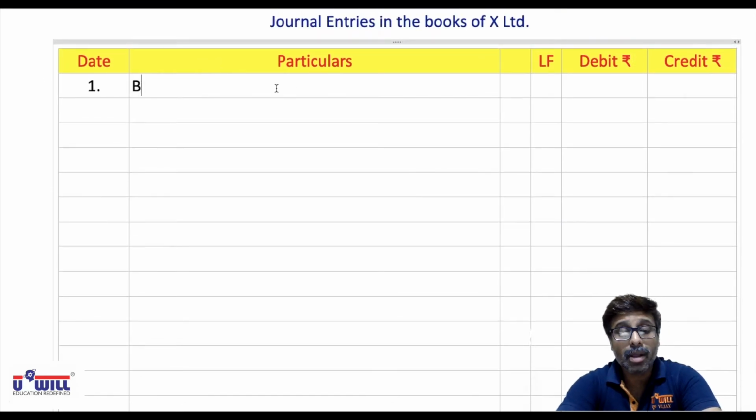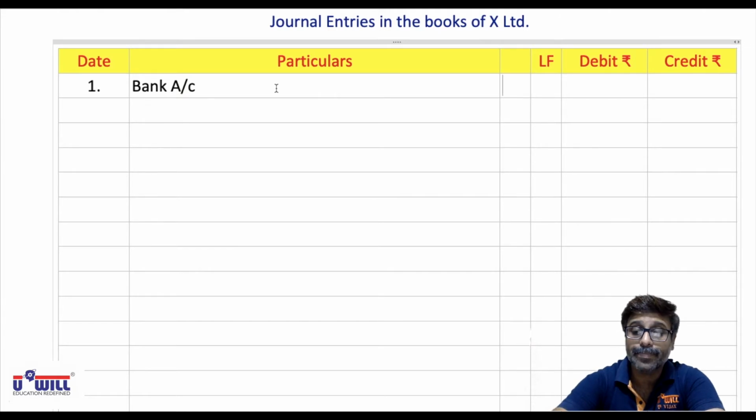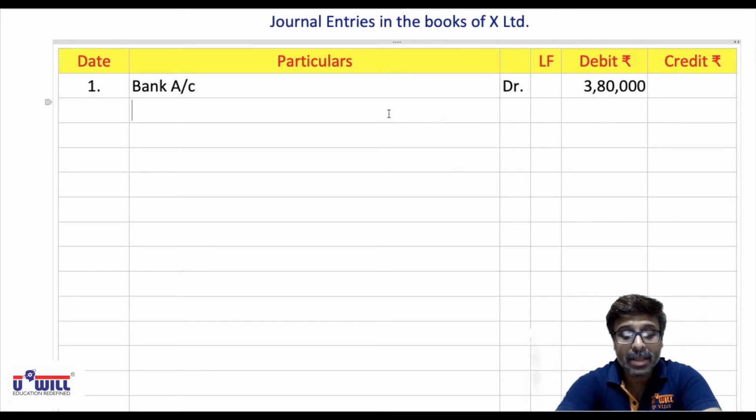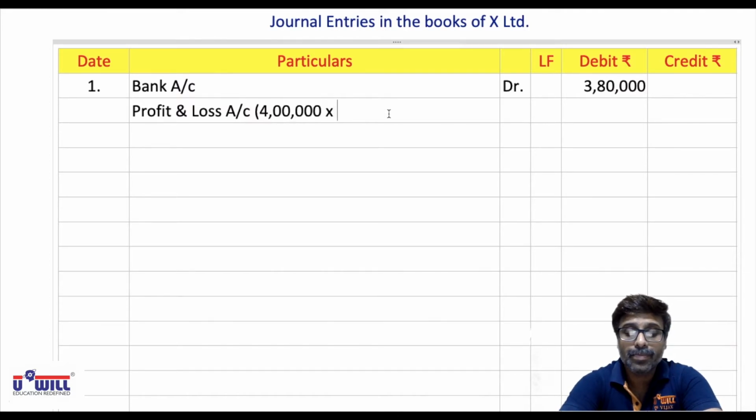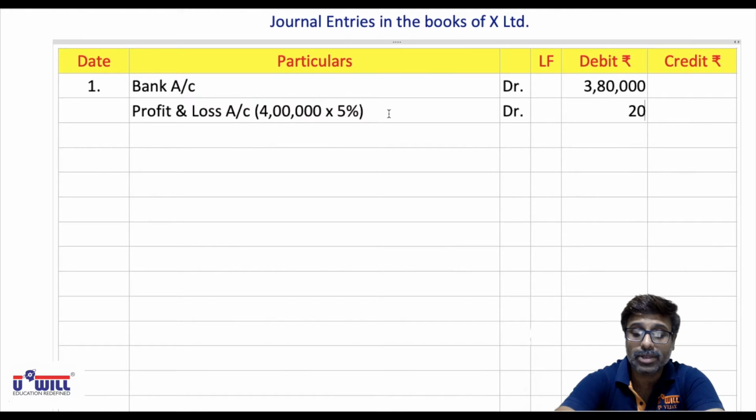All of you write down. Bank is the receiver, so debit the bank account with an amount of 3 lakh 80,000. A 5% loss means investments are sold for 3 lakh 80,000. Then profit and loss account debit. Now the 5% loss, as we discussed, on 4 lakhs, 5% would be equal to 20,000. So profit and loss account debit with the loss of 20,000.